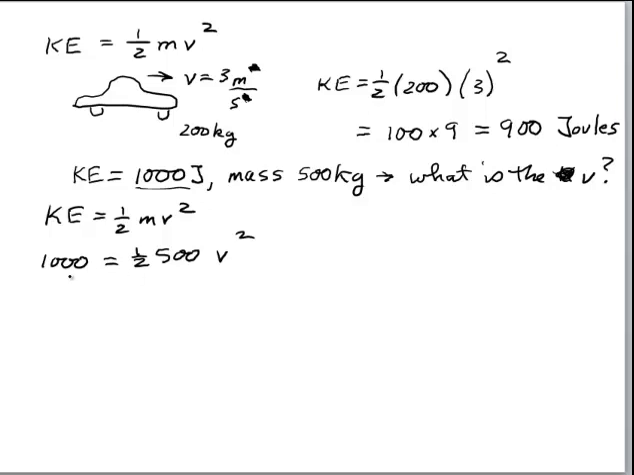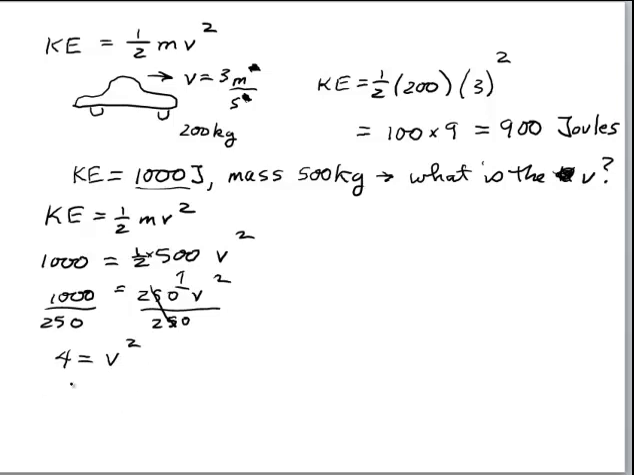So let's take everything around and rearrange it. First off, 1/2 of 500 is 250, so 250 times v squared is equal to 1,000. So we want to get this v squared by itself. We're going to divide by 250 on both sides. So that becomes 1. And now 1,000 divided by 250, if you plug that into your calculator, is 4, equal to v squared. Are we done yet?